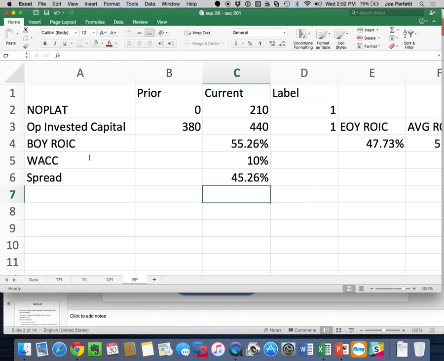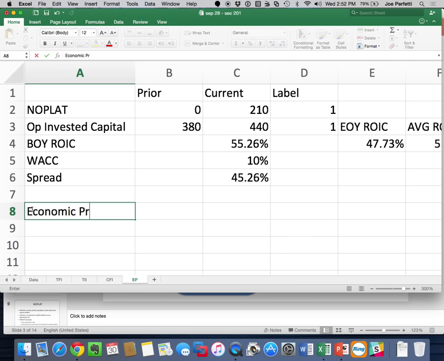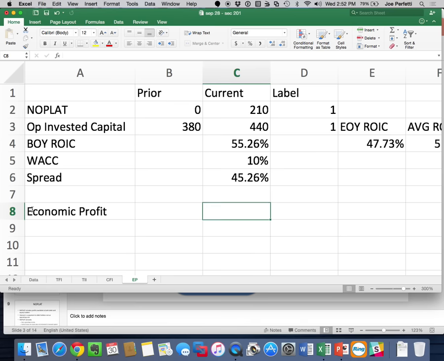So I'm doing 45.26% better than what I need to earn to satisfy my investors. So my economic profit, or EP, is the spread times the beginning of year invested capital. It's 172. So what this tells me with economic profit is I did 172, call it million, better than what was expected of me given the capital that investors gave me. So I created 172 million of value.